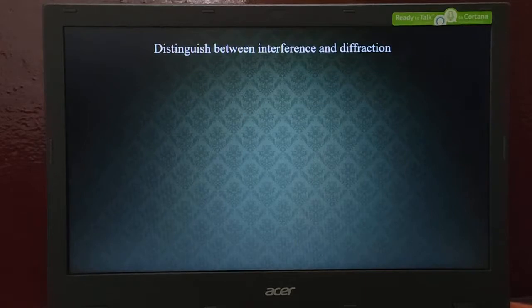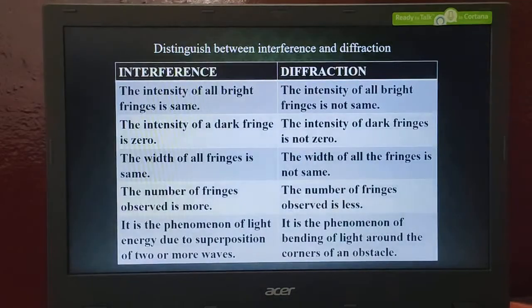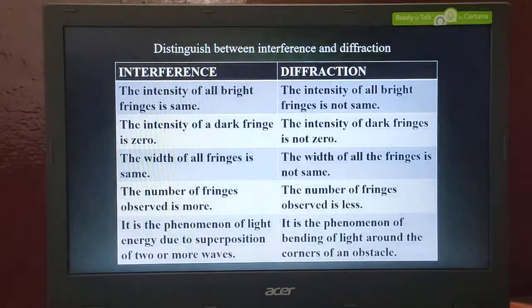The intensity of the bright fringes. In the case of interference, the intensity of all bright fringes is the same. We know that. Actually I have explained using Young's double slit experiment. But in diffraction the intensity of all bright fringes is not the same. I have said this right now. The intensity of the bright fringes is not the same.